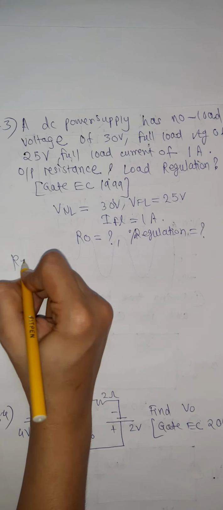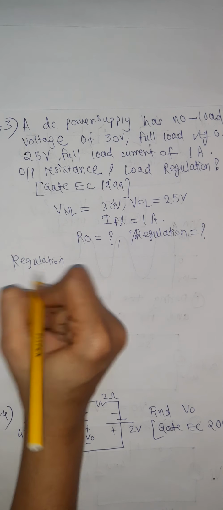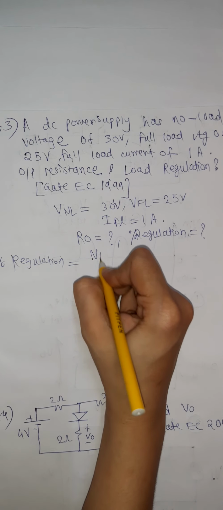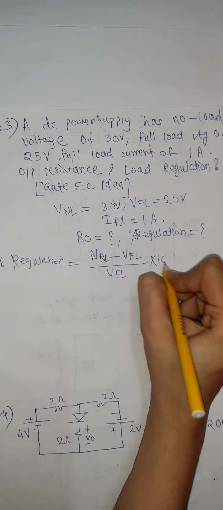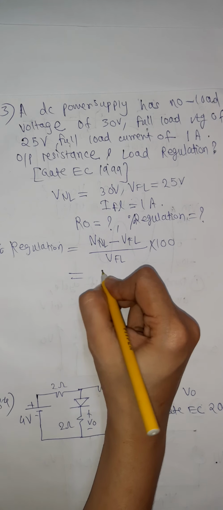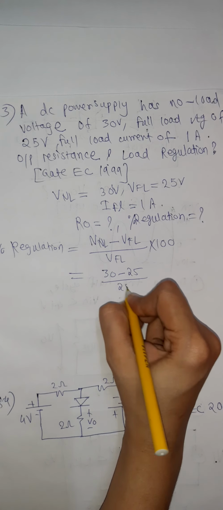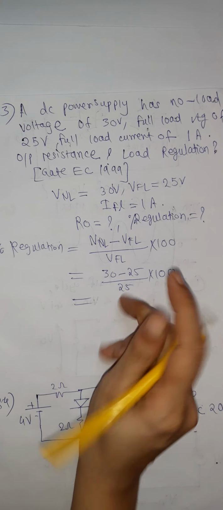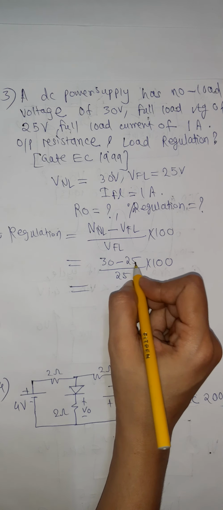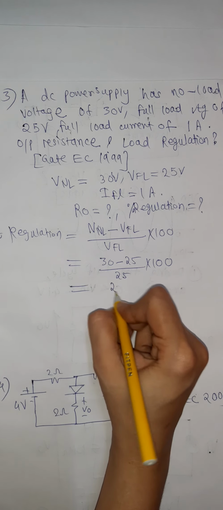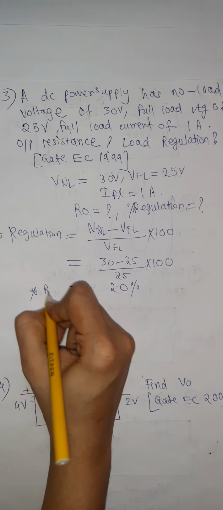We have a direct formula. Percent regulation is equal to V no load minus V full load divided by V full load into 100. V no load is 30 minus 25 divided by 25 into 100. That is 25 fours are 100 and 5, that is 4 into 5, that is 20%. Percentage regulation is 20%.